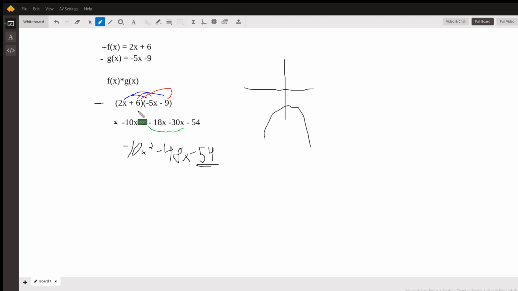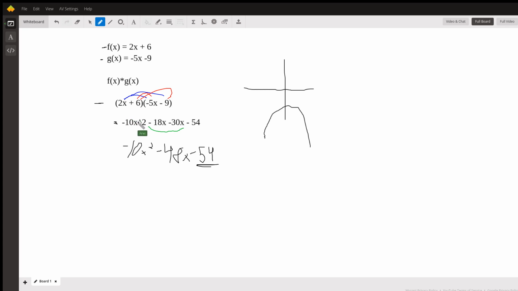So hopefully that makes sense for the very first, what we call the quadratic term with the x squared in there. 2 times negative 5 is negative 10. x times x is x squared. So that's all you need to do for that one. And that's technically your final answer.